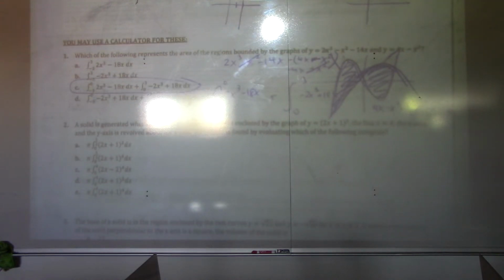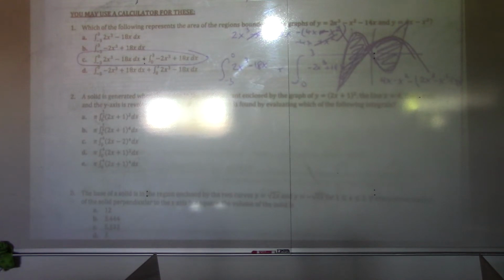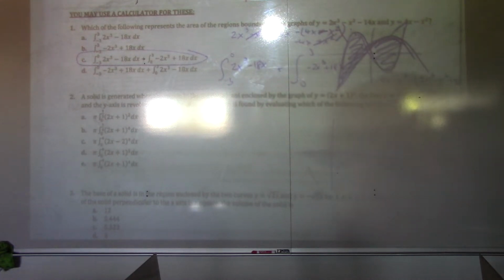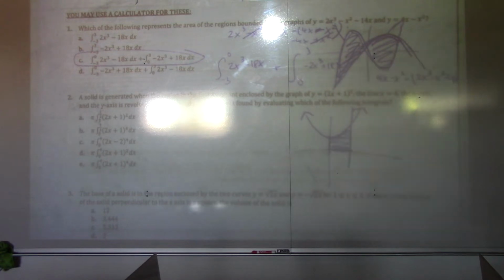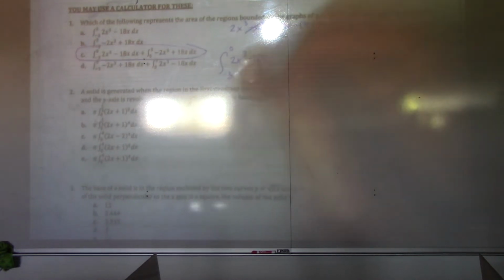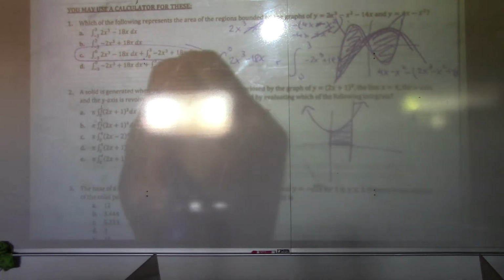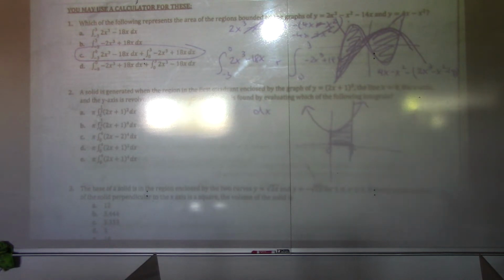All right, number 2. The solid is generated when the region in the first quadrant enclosed by this graph, which looks like this, the line x equals 4, the x-axis, and the y-axis. So this is all just describing what's enclosing the area. So x-axis, y-axis, the graph, and the x equals 4 line. When this area is revolved about the x-axis, I want it to be in dx. I'm going from 0 to 4, because those were the x values, the y-axis and the line x equals 4.